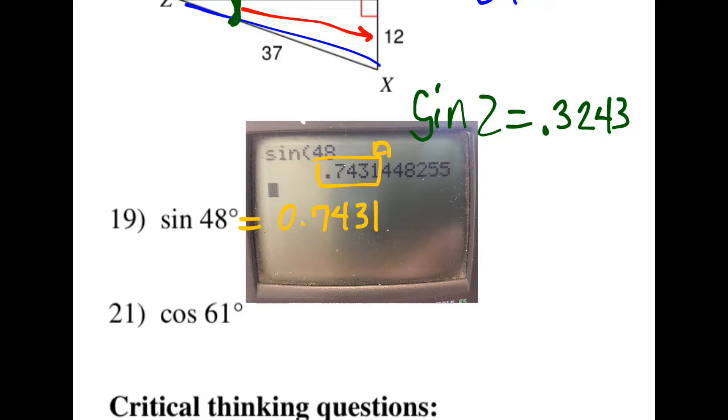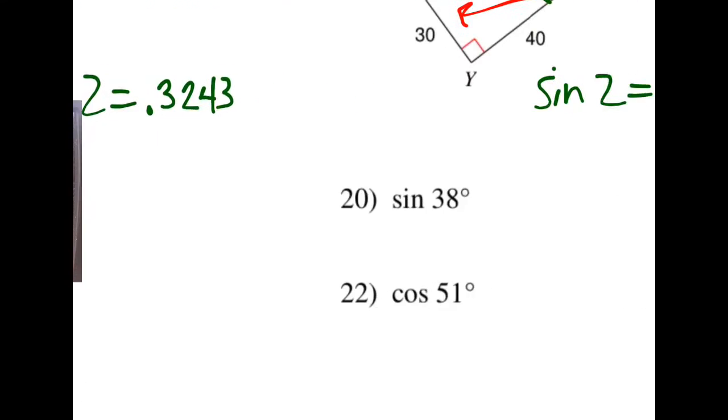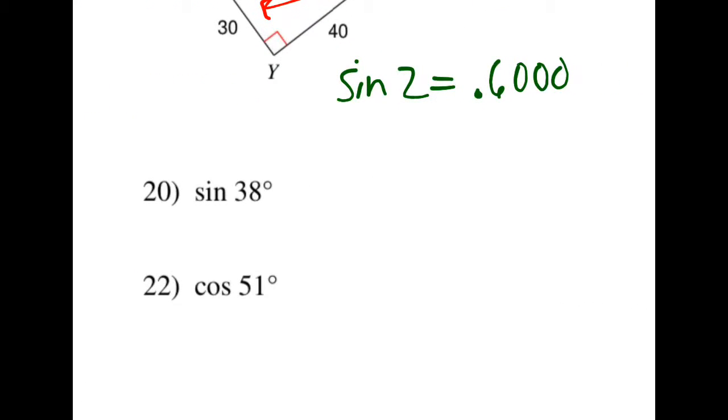All right, cosine. Now that you're in degree mode, just plug this in, hit enter, and you should have 0.6691. That was 21. I know I skipped 20. Sorry, here we go. Here's the sine of 38. Plug that into your calculator, hit enter, and you should have 0.6157.